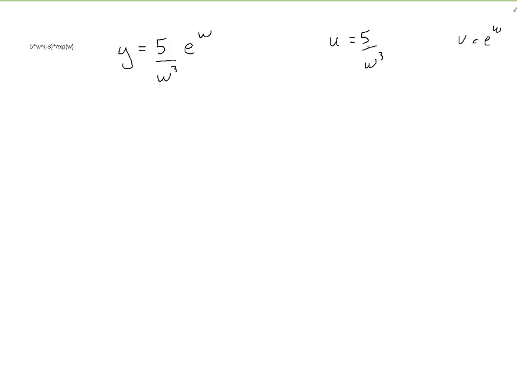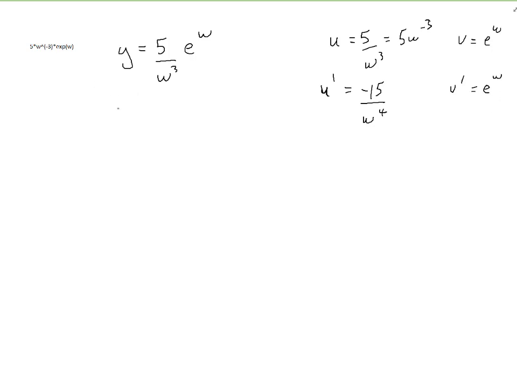Then you can differentiate these. u dashed, well, if you find this difficult, remember this is the same as 5w to the minus 3. So -3 times 5 is -15, and then -3 becomes -4. So this is w to the power 4. And differentiating this one, v dashed is just e to the w.